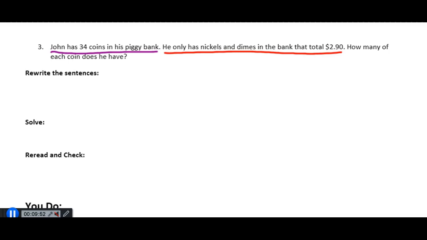So I can already see what my variables are going to be: nickels and dimes, and I'll just use N and D. The tricky part is that first sentence, because it does give me an equation. But a lot of times we miss that because we don't see the nickels and dimes in that sentence. It's saying nickels plus dimes equals 34 coins.